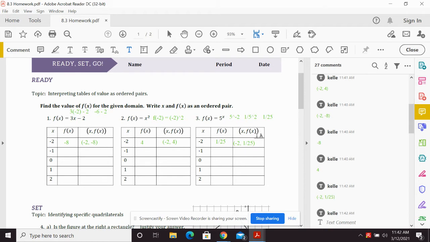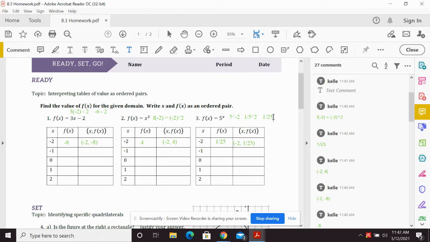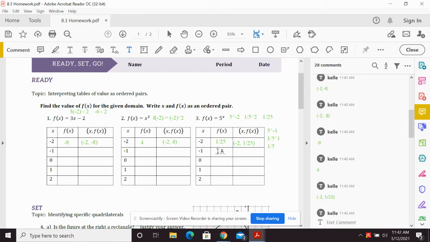Okay, I'll do another one of these. So -1, I have 5 raised to the -1. A negative exponent means you have to flip it, so I have 1 over 5 to the first power. 5 to the first power is just 5, so 1 over 5. As an ordered pair, x is -1, f of x is 1/5. All right, so you're going to carry on with that.